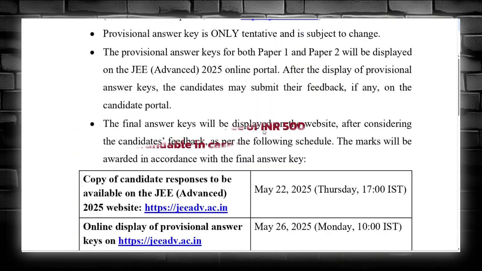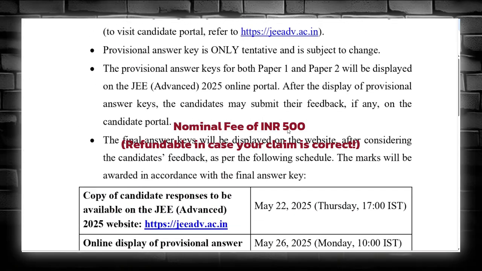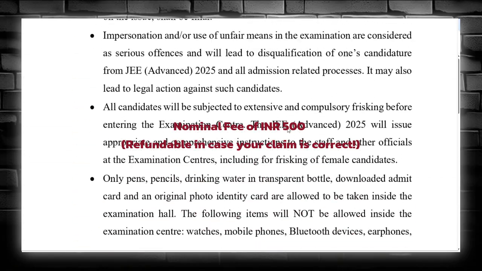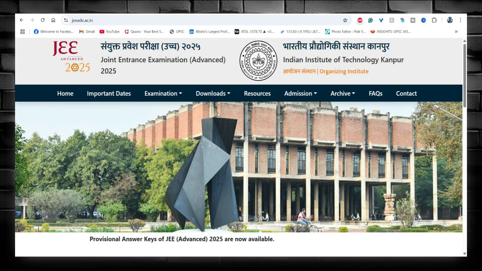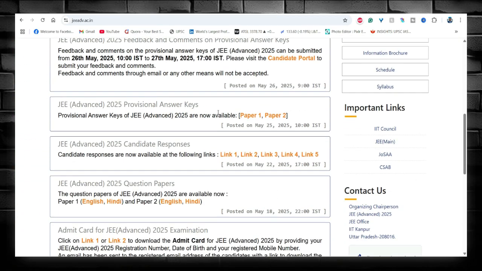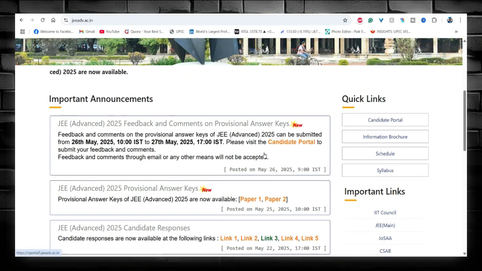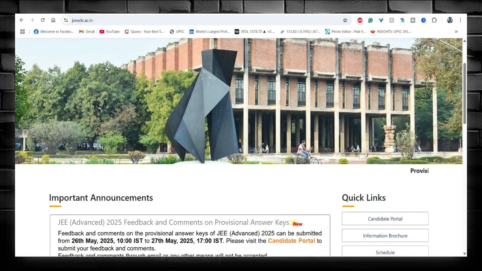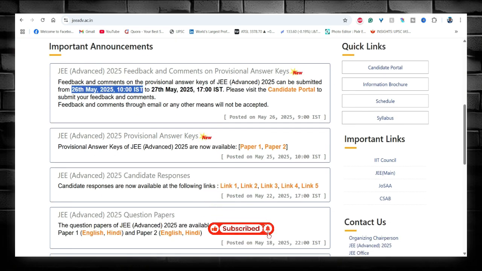There will be a nominal fee of 500 per objection, refundable if your objection is correct, then you'll get your amount back, otherwise it is non-refundable. You can make payment either via debit card, credit card or net banking. So the tip over here is: make sure your objection is logical, concise and supported with strong evidence. Otherwise, you will lose your time, and you will lose your money also.